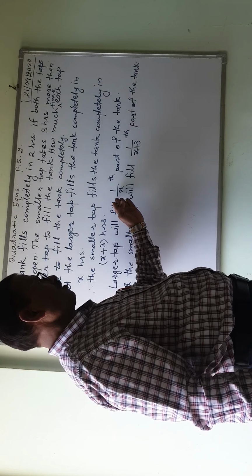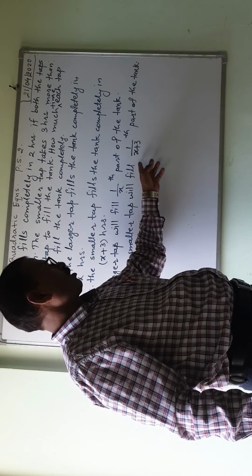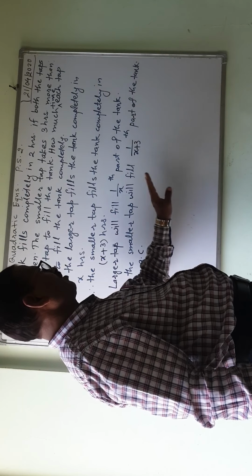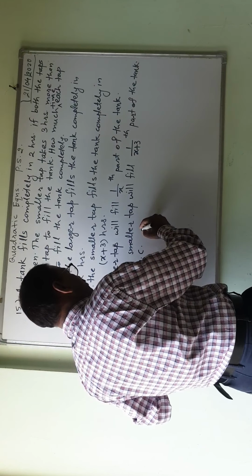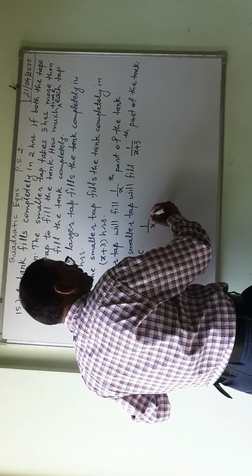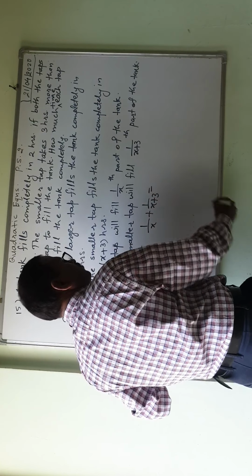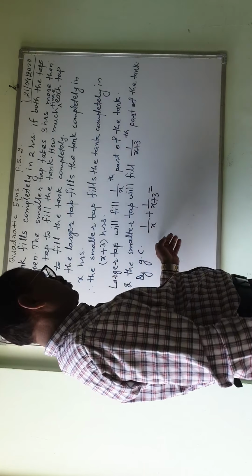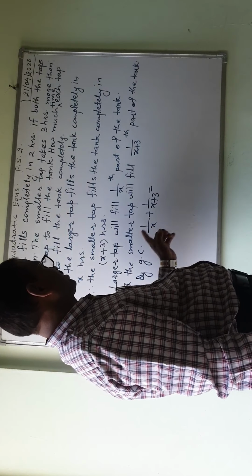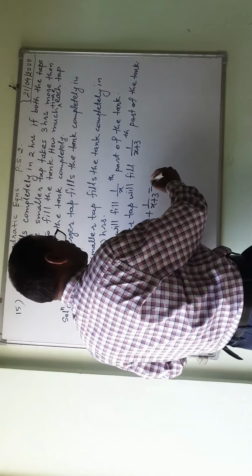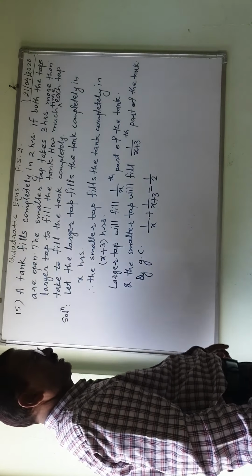this is the 1 hour filling, this is the 1 hour filling. Both of them together in 1 hour will fill 1/2. By given condition, 1 upon x plus 1 upon x plus 3 is equal to these two together. If they work, they will take 2 hours. That means in 1 hour they will fill half tank. So 1 upon 2. Now how to solve this sum?